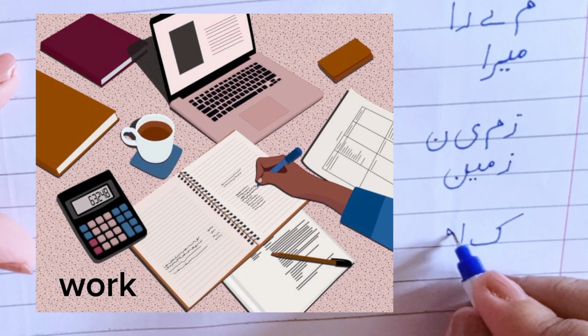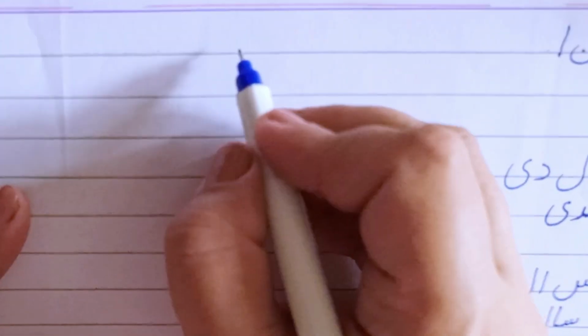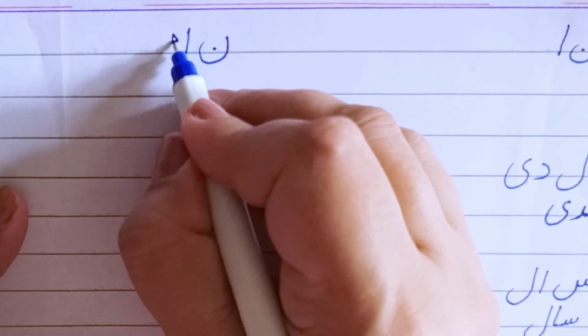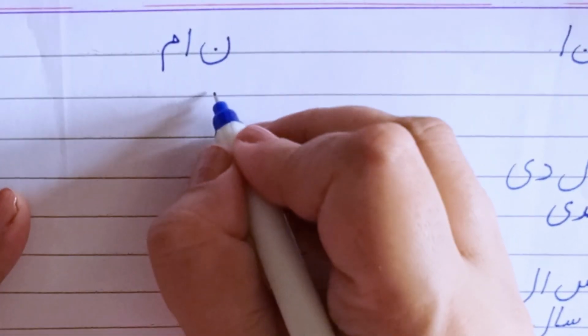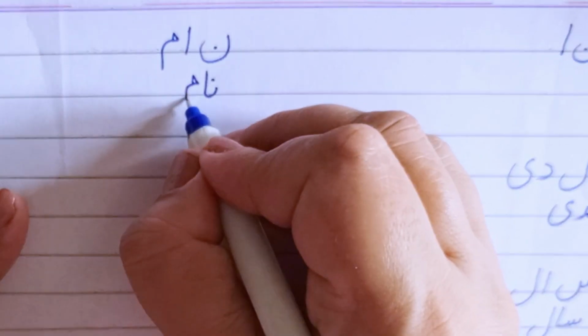Now the last position of meem, the word is kaam. Kaf, alif, meem. Kaam means work. Again we will use rounded position of kaf because it is followed by alif. And now meem is the last letter, it will be written full form. Now for noon we will take the word naam. Noon, alif, meem. Naam means name. Short form of noon will be connected with alif and then meem will be written with full form.